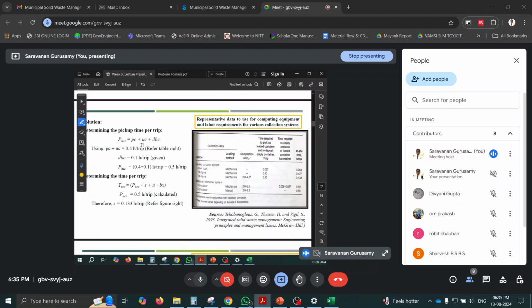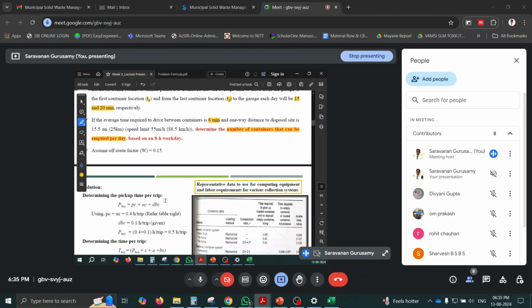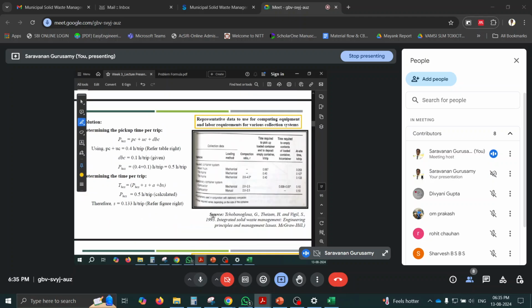Pickup time is not given, and unload time also isn't given, so we are referring to a table. In that table, it is clearly mentioned that if it is with a mechanical compactor, then we have to take the time required to pick up a loaded container and to deposit. So both PC plus UC will be 0.4 hour per trip, referred from this table.